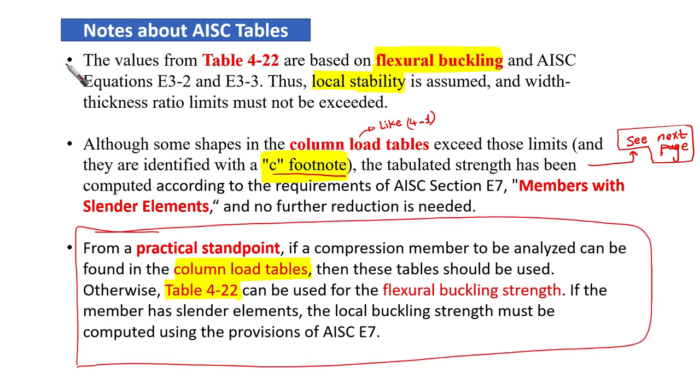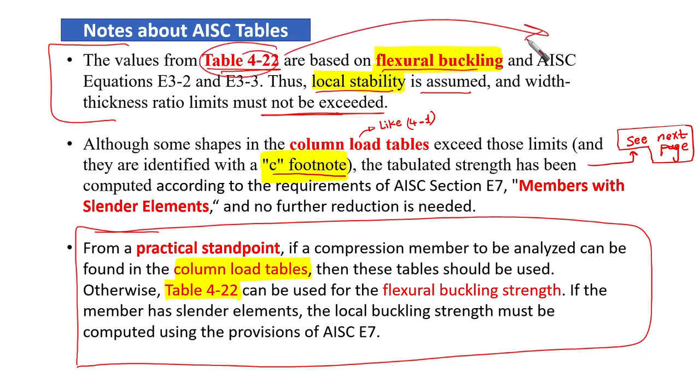As I said, this is going to be flexural buckling only for table 4-22 and the AISC equation. This is like elastic and inelastic, and thus local stability is assumed, meaning that it's maintained, and width-thickness ratio limits must not be exceeded. Otherwise, you are going to reduce whatever you obtain from this table. You need to reduce it if the shape is slender.